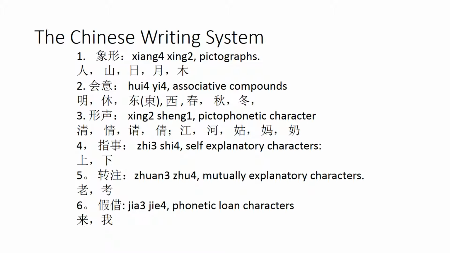The second type of Chinese character is called associative compounds. It's formed of two pictographs. For example, the first character, Ming, is formed of a sun and a moon, and the sun and the moon compete in brilliance. It means bright. The second character, Xiu, is formed of a person and a tree. A person leaning against a tree, it's a person taking a rest, so it means rest.